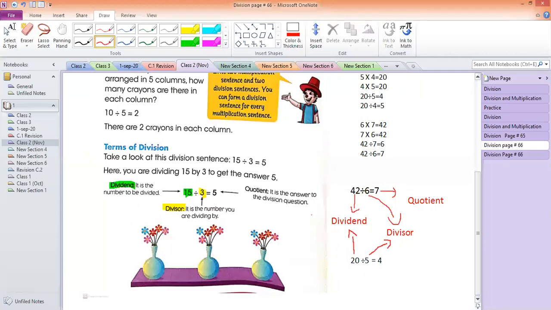Now, can you tell me in this division sentence which number is the quotient? Which number is the quotient here? Very good. The answer is 4. There is one student who was saying 7. 7 is not the answer. 20 divided by 5 equals 4 in this division sentence. So I can say this 4 is the quotient.